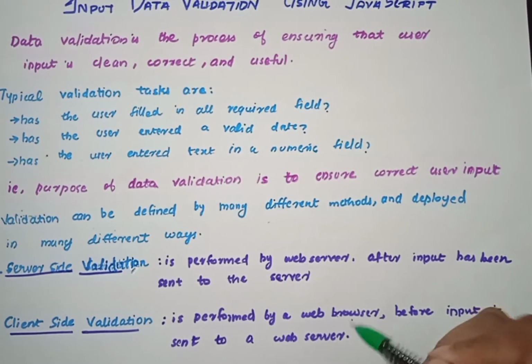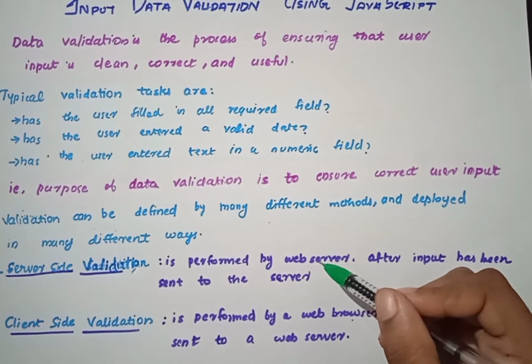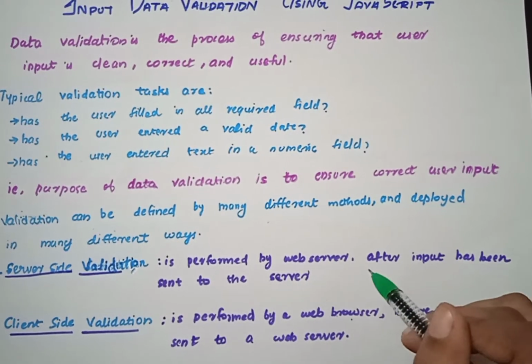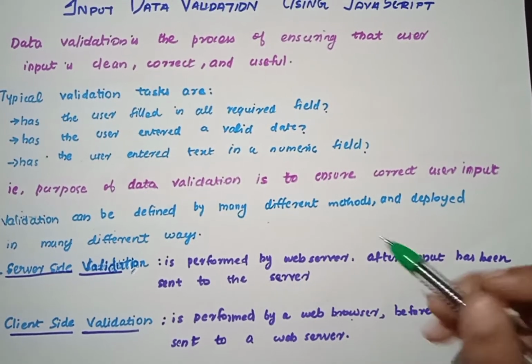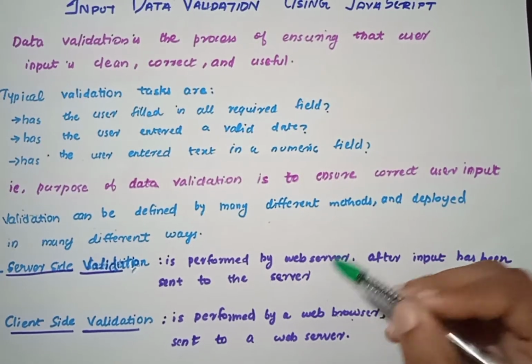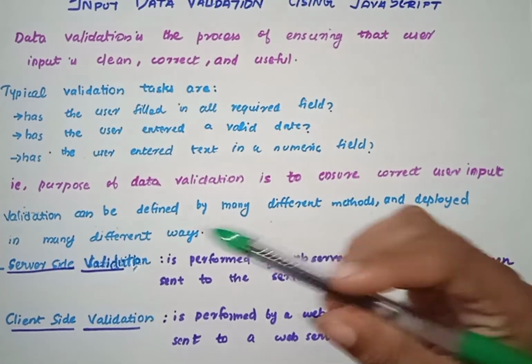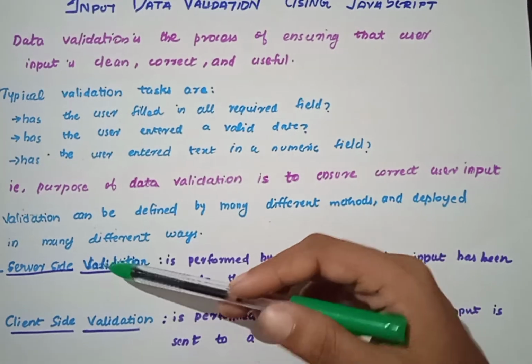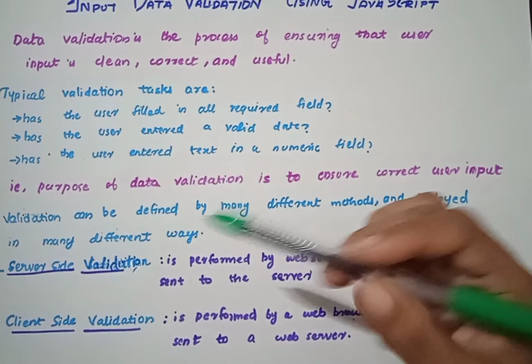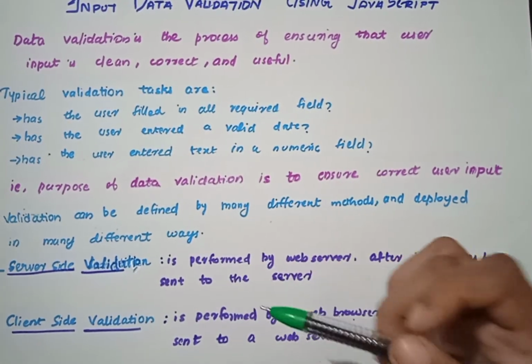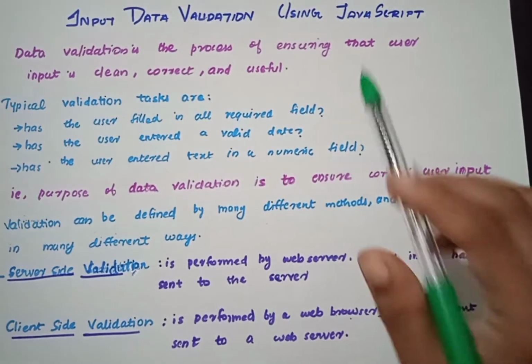Then when it reaches the web server, the web server will perform another validation that is called server side validation. So these are the two kinds of validation that take place and can be done using JavaScript.